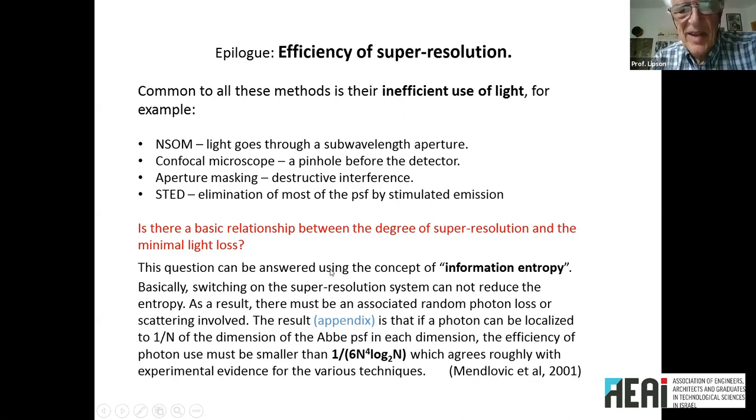And there is actually a paper in the journal Micron which summarizes this question of why super resolution is so inefficient. Essentially it comes from the idea of information entropy. We start with a sample which has a certain amount of information, which is determined by the Abbe limit. That information can be related to a degree of entropy in the system, which is defined by information specialists.